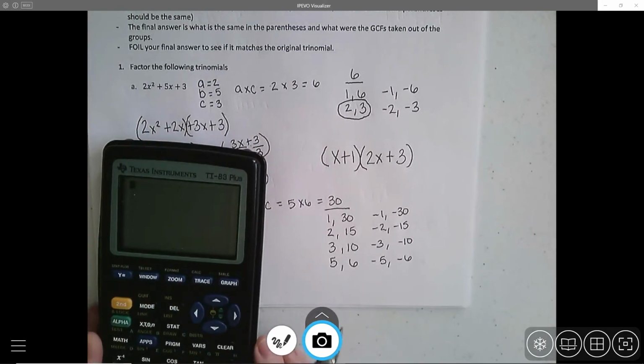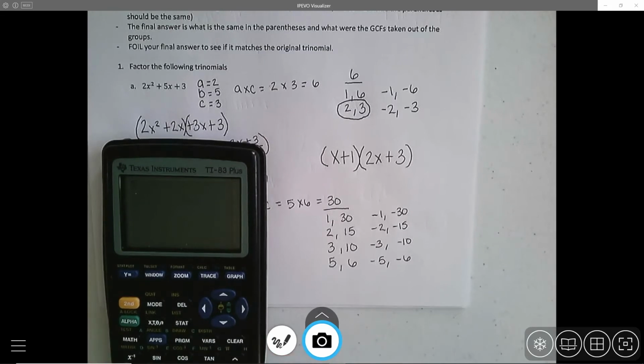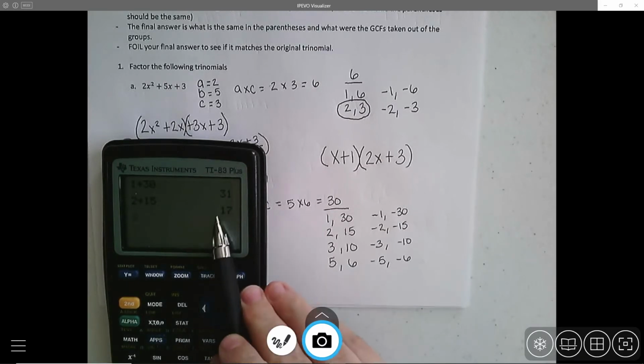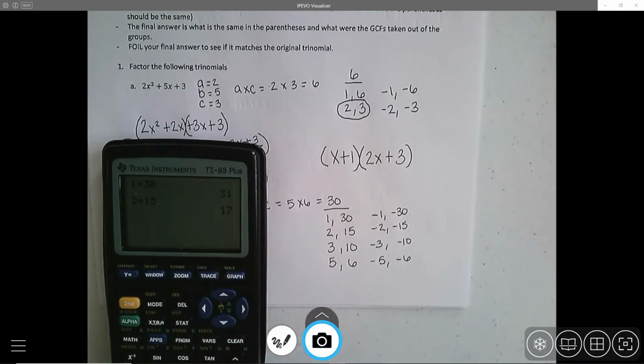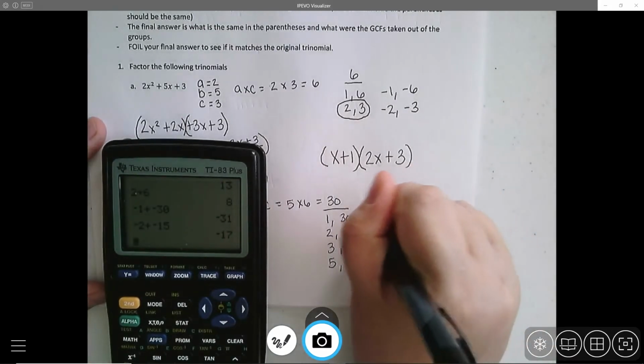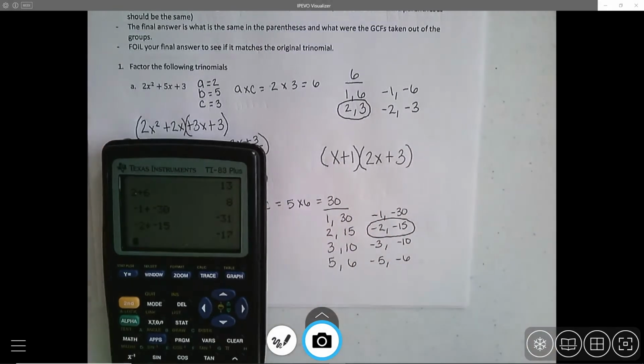So again, I can go to the calculator to help me. I can look and say 1 plus 30, nope. 2 plus 15, no, I'm looking for a -17, not a positive. 3 plus 10, nope. 5 plus 6, nope. -1 plus a -30, nope. -2 plus a -15, yes. Here is the set that add up to a total of -17.